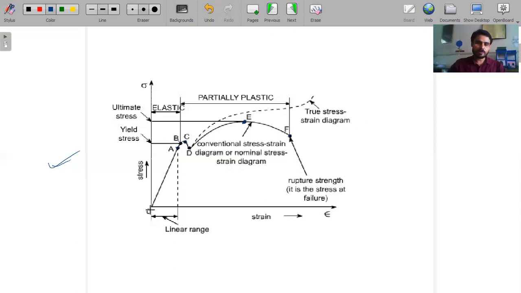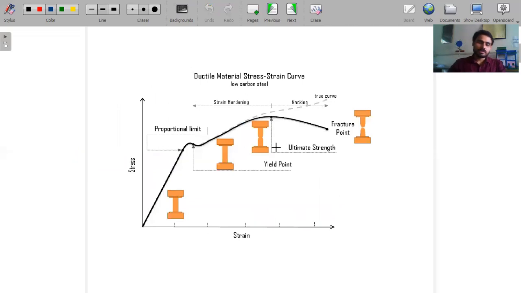So these are the important points: proportionality, elastic limit, yield point. Here at B point, that is the elastic limit zone, and from B to F, that is the plastic zone. In the elastic zone, the material shows elastic nature, and in the plastic zone, the material shows plastic nature. Okay, so we can understand the phenomenon in another diagram.